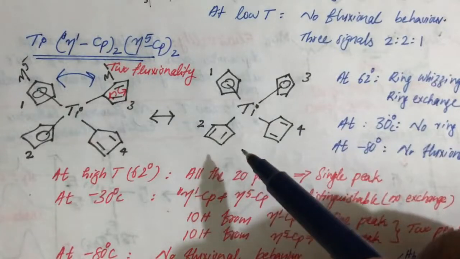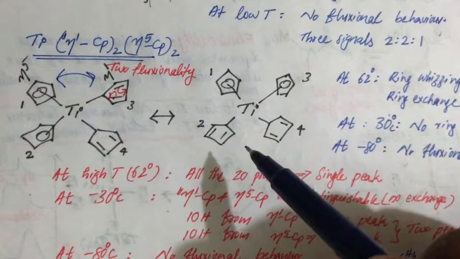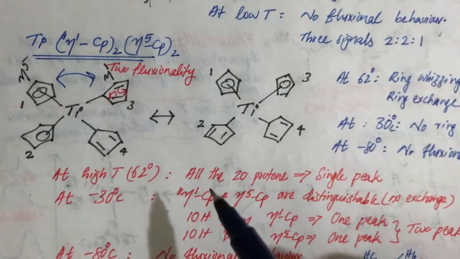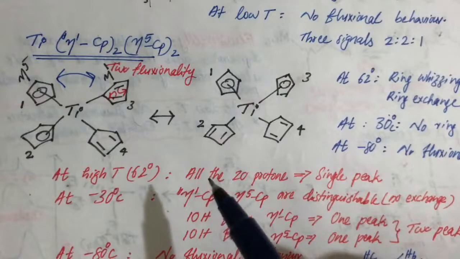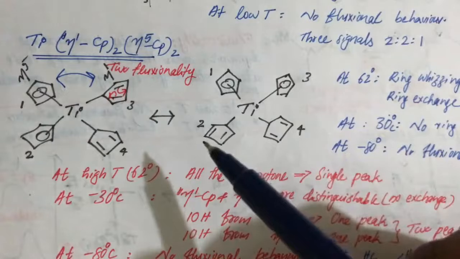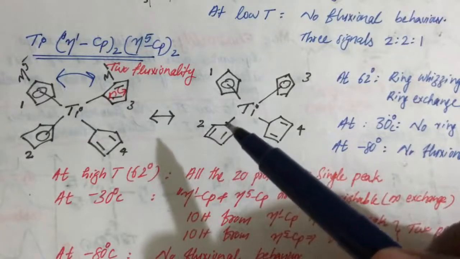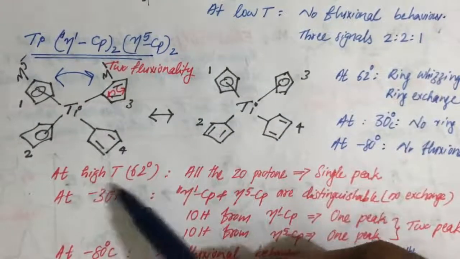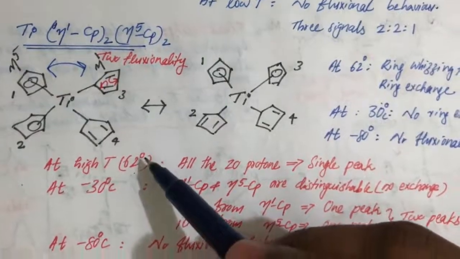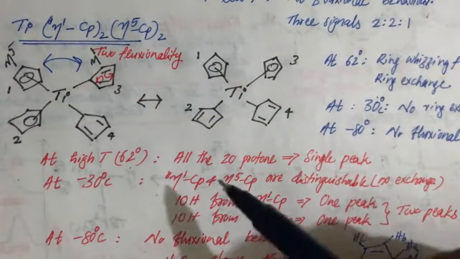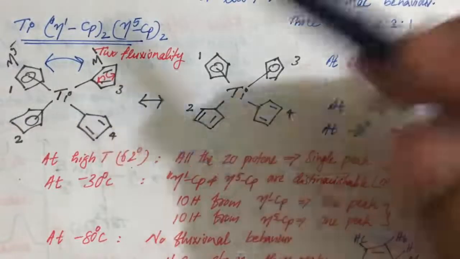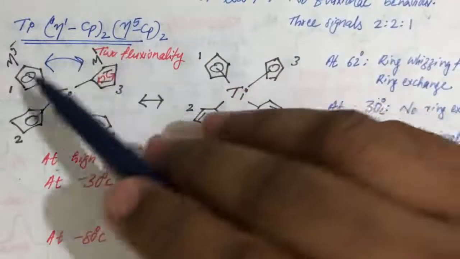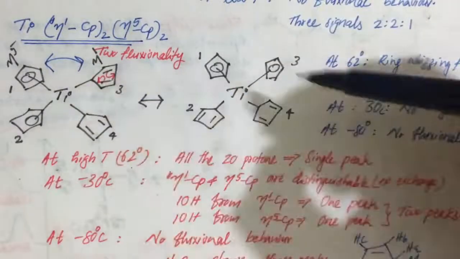In general, at low temperature there is no fluxional behavior, so we can distinguish the hydrogens present in the ligand. But at high temperature, that is 62 degrees Celsius, two kinds of fluxional behavior take place, that is, ring exchange as well as ring whizzing.